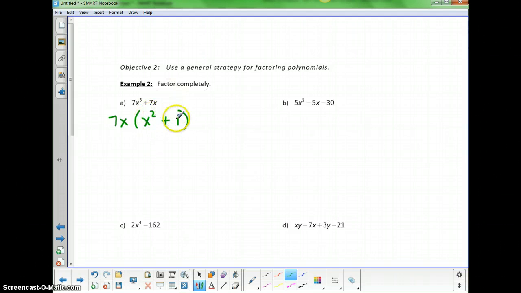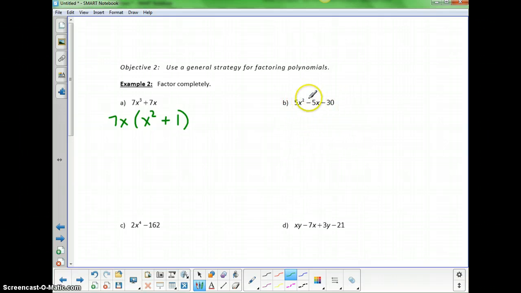Okay, can I factor x squared plus 1? It's 2 terms. I do have a squared, but it's not a difference of squares. So a sum of squares is prime, so that means this one is done. The answer is not prime because I did factor it a little bit. So I'm done. I'm factored. I can't factor any further. Go on to the next one.